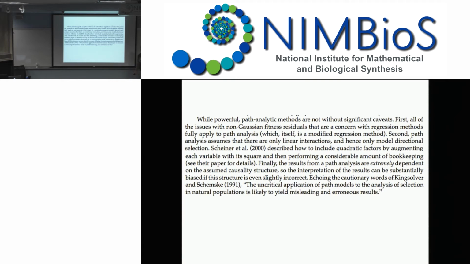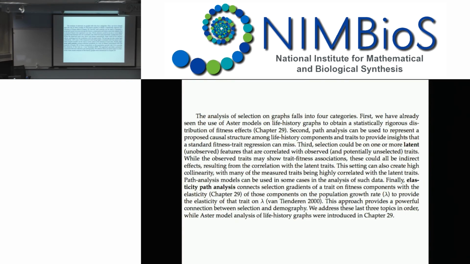So path analysis assumes causality. I'll give examples in the next slide. And so the result is they're extremely dependent on the assumed causality structure. As Kingsolver and Schlemsky said, uncritical application of path analysis, the analysis selection, is likely to lead to misleading and erroneous results. Conversely, if you have the right path, and path typically means I look at how I assume characters influence each other, then from that, that's my assumed causality structure, then I estimate how those individual characters affect fitness. If that causality structure is pretty good, then you can actually get a lot more inference.